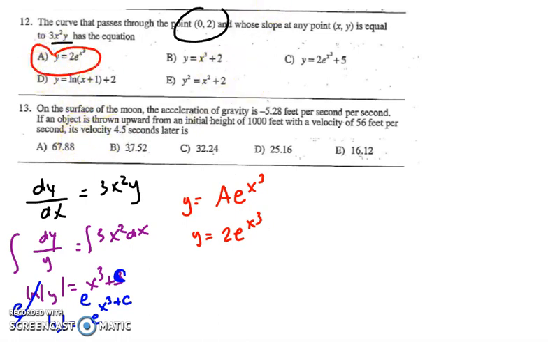Number 13, finally we need a calculator for one of them. They're telling us that acceleration due to gravity is negative 5.28. And they're saying that an object is thrown upward with an initial height of 1,000 feet and velocity of 56 feet per second. So we're going to integrate through velocity to get to position. So if I integrate acceleration to get to velocity, I'll get negative 5.28t plus c. And I'm told that my initial velocity is 56.